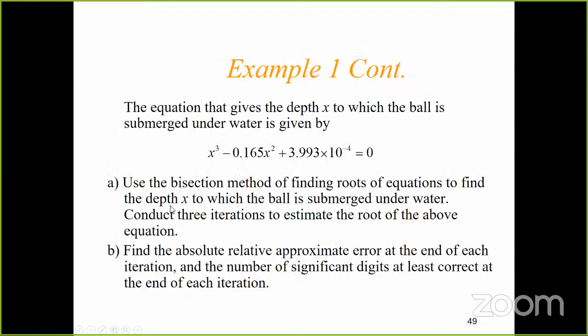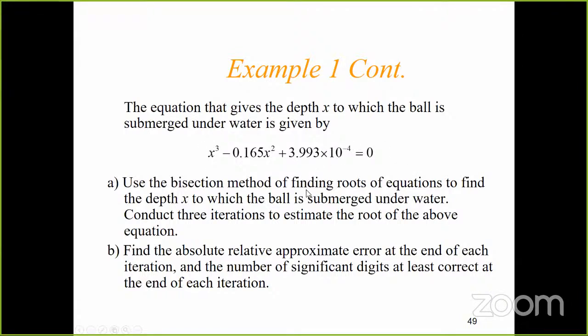The data given is that the depth to which the ball is submerged under the water is given by this equation. Don't worry, we will provide you an equation. Of course, you can also generate or formulate the equations by a trial and error method. x cubed minus 0.165 x squared plus 3.99 times 10 to the power of minus 4 is equal to 0. Or you can say that this must be equal to minus this value.